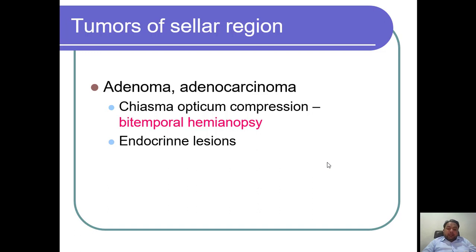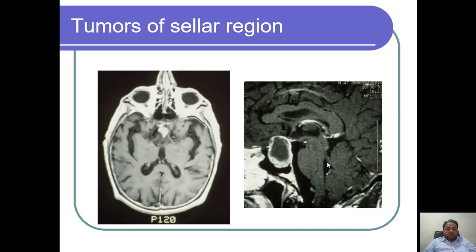And growth hormone secreting adenomas are also seen that lead to acromegaly. They could cause optic chiasma compression leading to bitemporal hemianopia. This is an MRI of the patient showing macroadenoma of the pituitary.